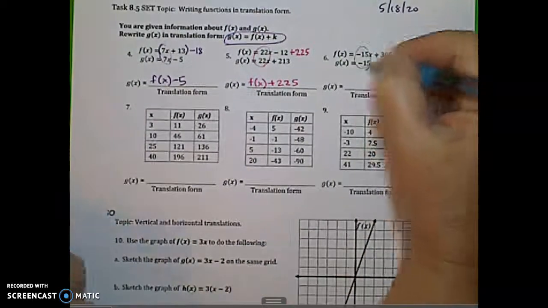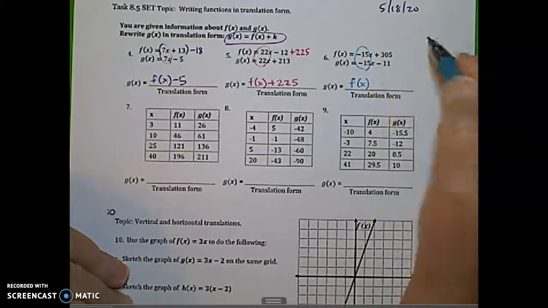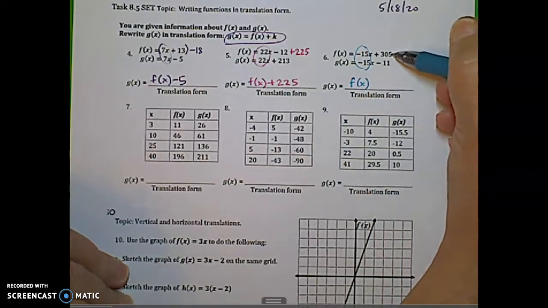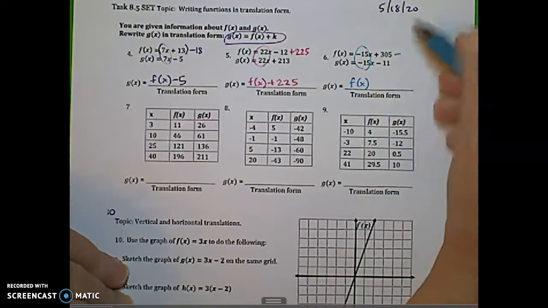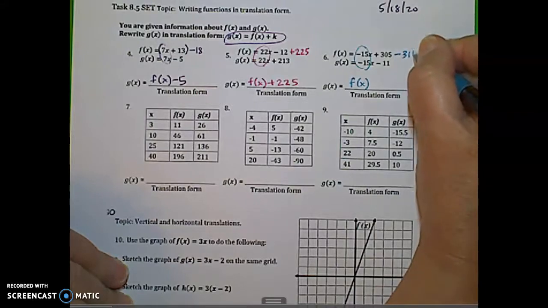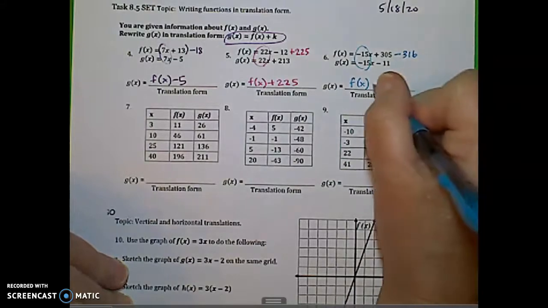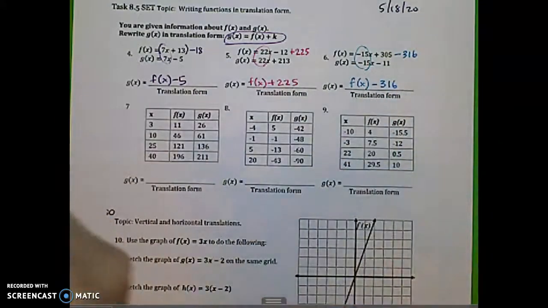Next one, slopes are the same. g of x is f of x plus or minus something. I've got to get from 305 to negative 11. I've got to subtract 305 and subtract 11 more, so I have to subtract 316. g of x equals f of x minus 316. I actually wanted to check that answer real quick. Yep, that's correct.